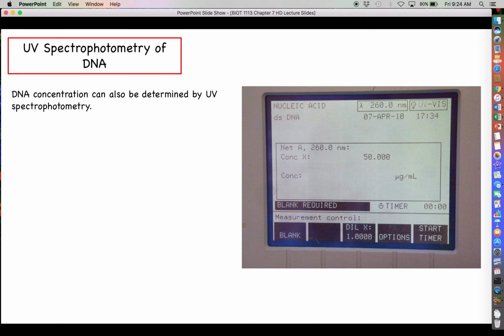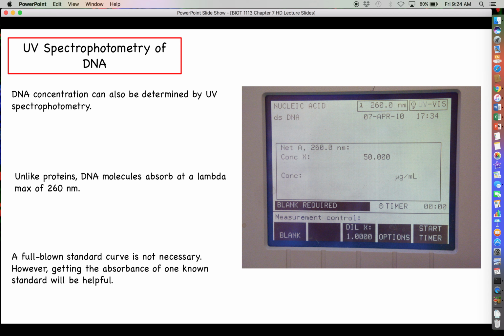So it turns out that you can actually use UV spectrophotometry to determine the total concentration of DNA in a sample. So you're going to use a slightly different lambda max value here, which is going to be 260 nanometers, which is also in the UV range. The nice thing here is that you actually do not need a full-blown standard curve necessarily, but having at least one known standard should be helpful.